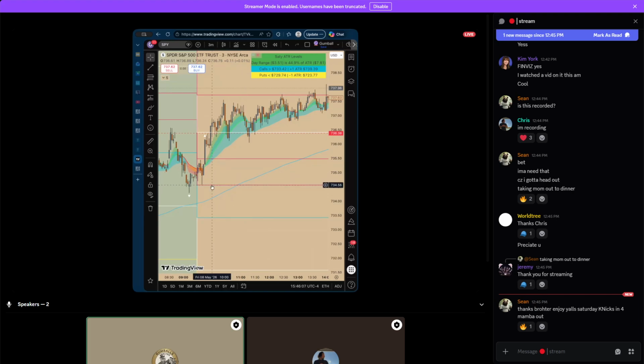So typically when you open above the Golden Gate, which is this level right here, it's the 23.6, you have a higher probability of reaching golden fib, which is right here. So what is that? 736. It's like a $2 move. Here, let me pull up the chat so I can see you guys too.